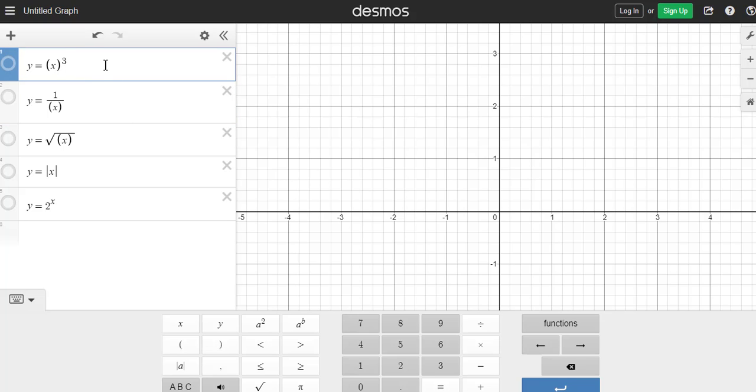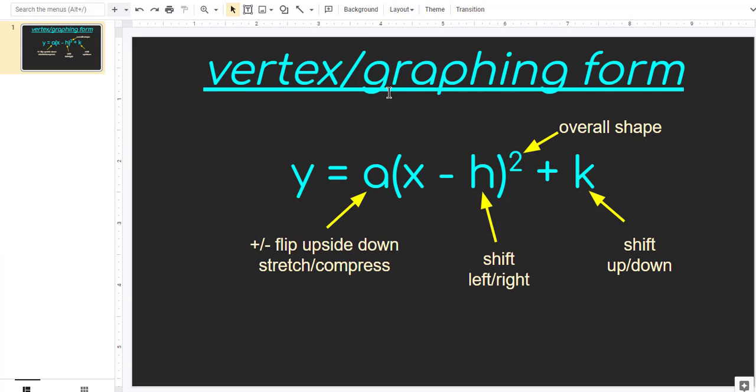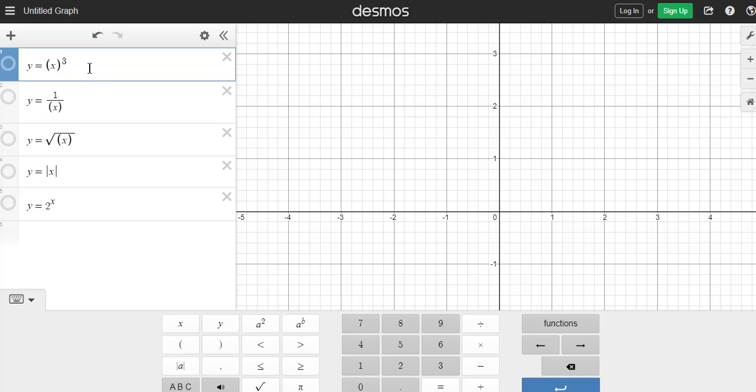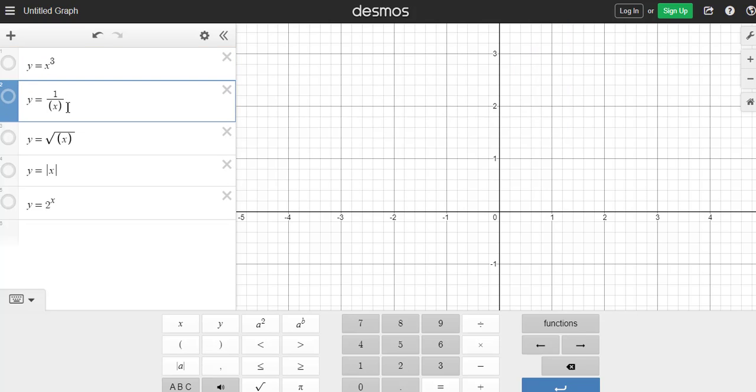So we got the left and right, so now we need to go up and down. So if we go back to our graphing form, what part made it go up or down? The k, right? That k is kind of all alone, right? He's not with the x, he's all alone, right? So if we go back to our x plus 3, or x to the third, sorry. Trying to do two things at once. See, multitasking doesn't work very well.